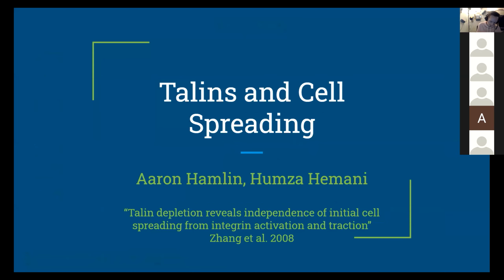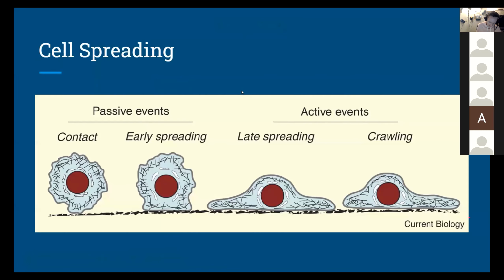The paper that we chose was on Talins and cell spreading. Cell spreading is when a cell decides to latch on to a certain spot in the extracellular matrix. It has to increase its area of contact with the extracellular matrix and create focal adhesions to form a bond that keeps it stuck to the extracellular matrix.